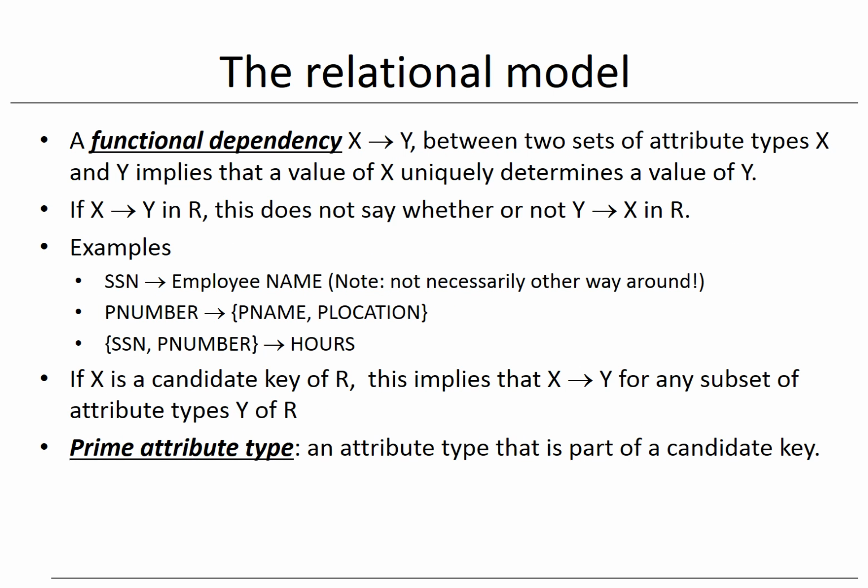Before we can start discussing various normalization steps, we need to introduce two important concepts, functional dependency and prime attribute type. A functional dependency, X to Y, between two sets of attribute types X and Y implies that a value of X uniquely determines the value of Y. We also say that there is a functional dependency from X to Y, or that Y is functionally dependent on X.